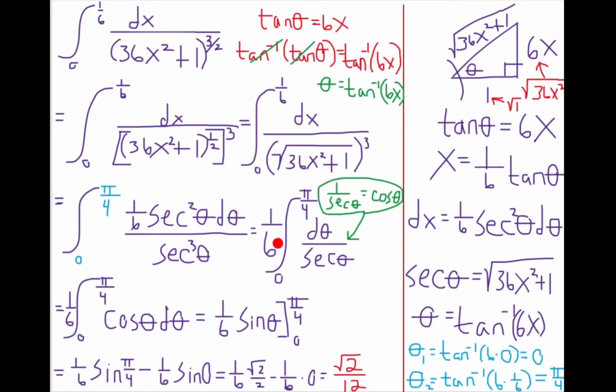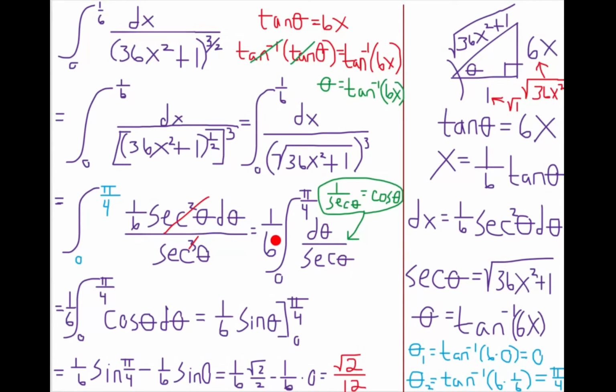Remember, you can do that. You can't move a variable out, but you can move a number. So we have our 1/6 here. And I also noticed that we have a secant squared up here, and then a secant cubed down here. So that means I have two secants at the top, and three factors of secant on the bottom. If I take away the two factors on the top, I'm just left with one on the bottom, and that's what you're going to see in the next step. So this all reduces down to d theta over secant theta with the 1/6 pulled out.